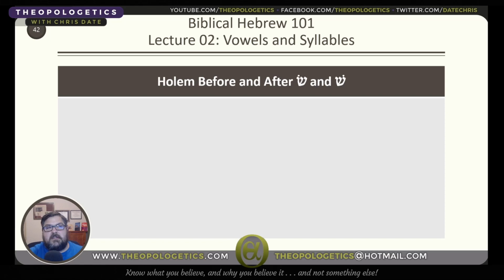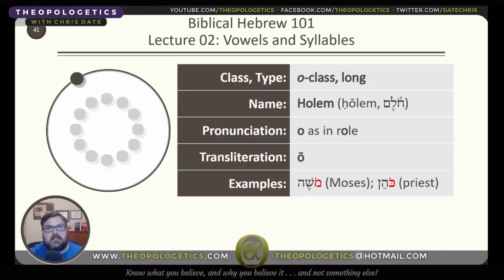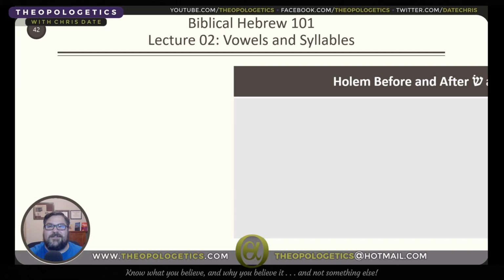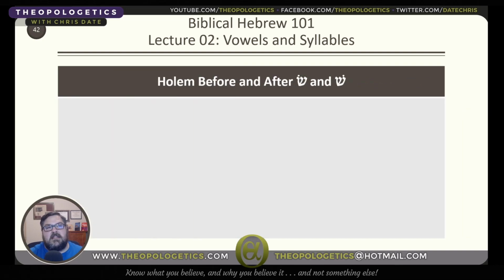Now, you'll notice that the holum is a dot placed on the upper left corner above the consonant. But you'll recall, maybe, if you paid attention in Lecture 1, that that is going to easily be confused with the dot over sin and shin.